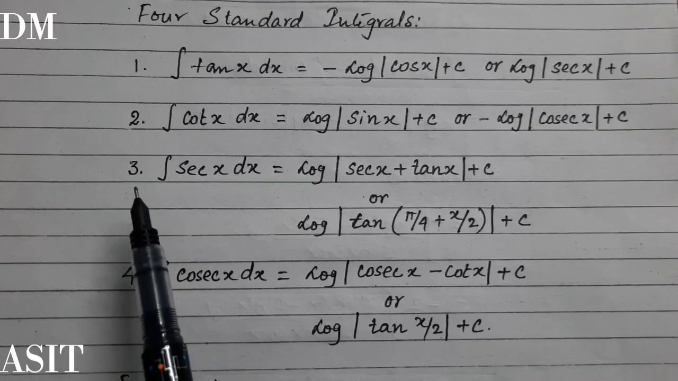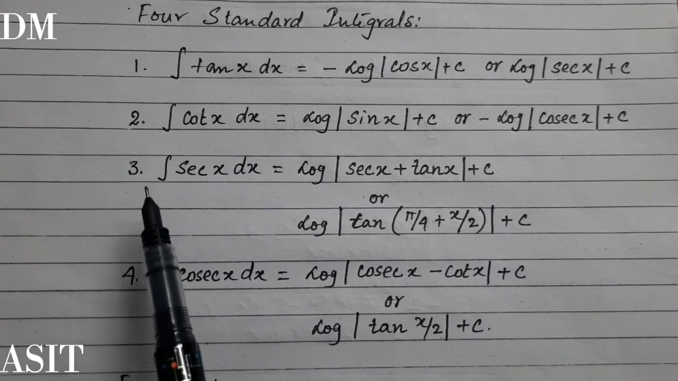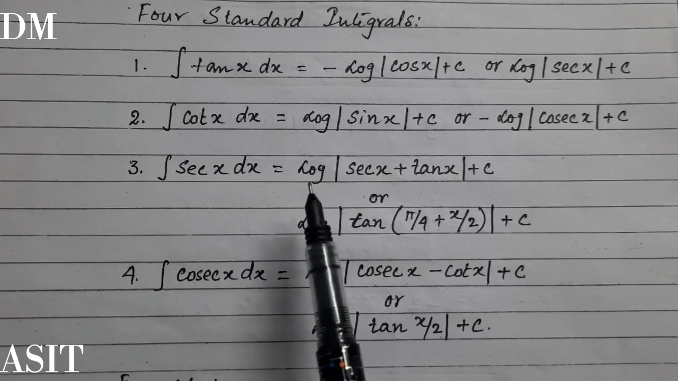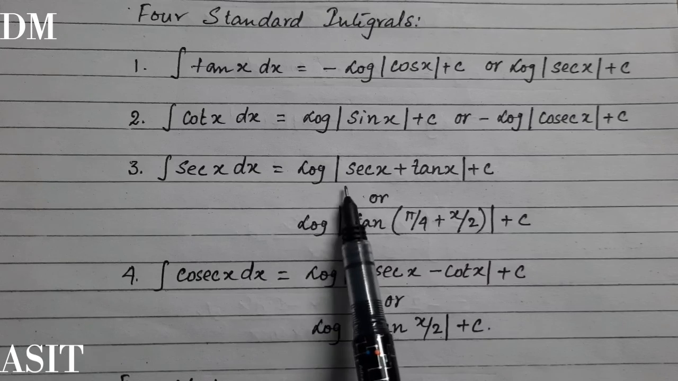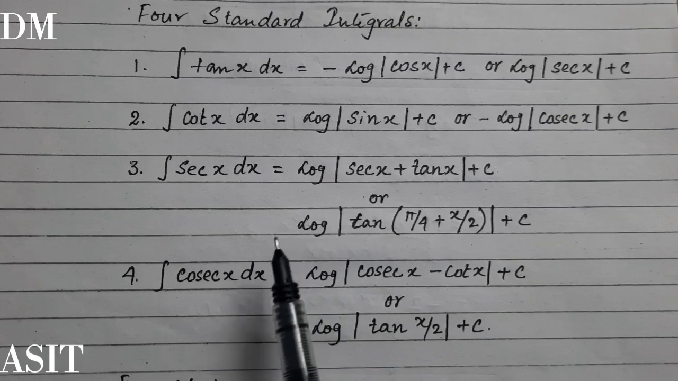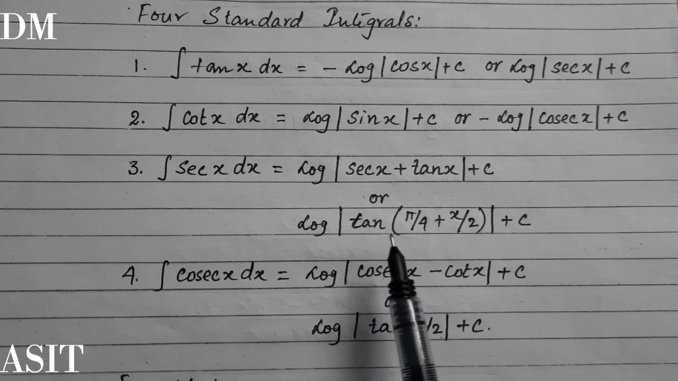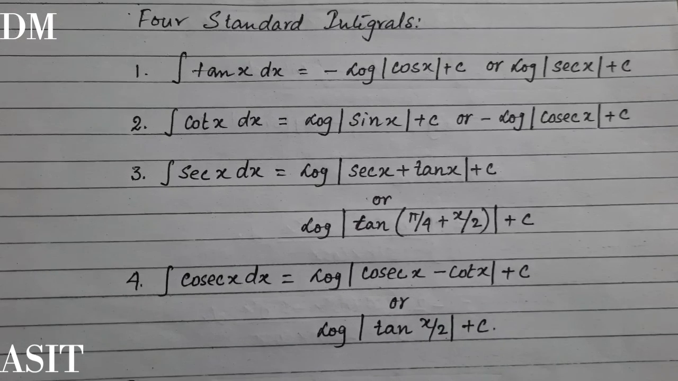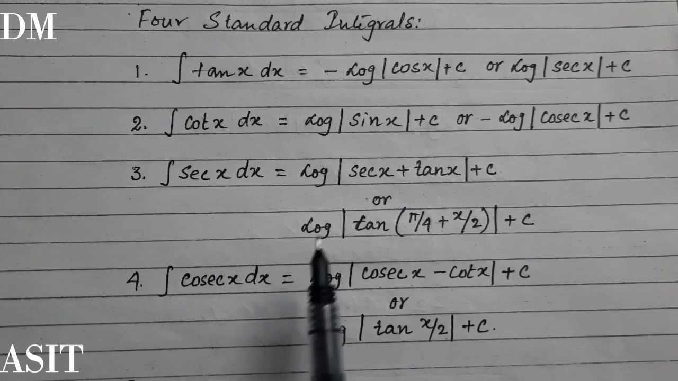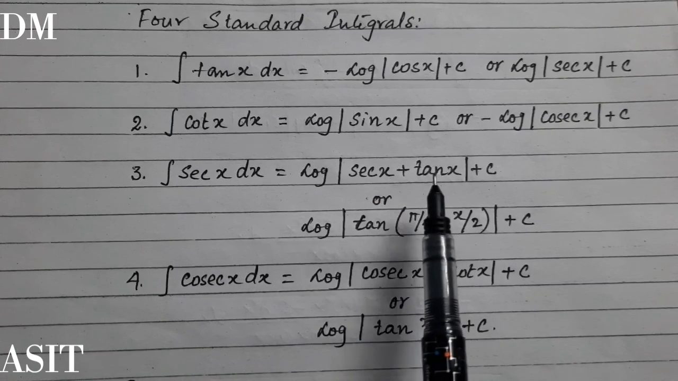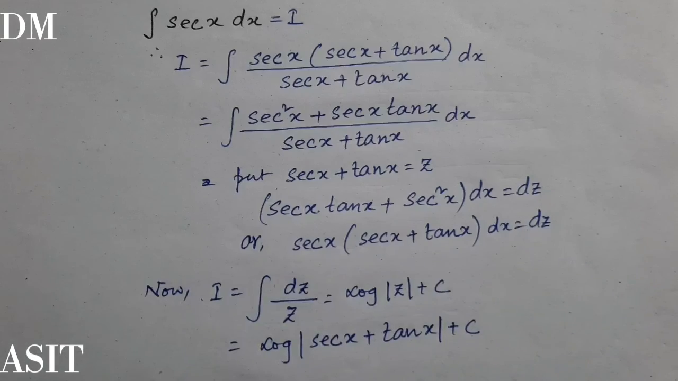Now let's move to the third integral, that is integration of secant x dx will be equal to log of mod secant x plus tan x plus c, or we can write log of mod tan of pi by 4 plus x by 2 plus c. Now let us see the proof of the first part, that is log of mod secant x plus tan x plus c. Now this proof is not so difficult.